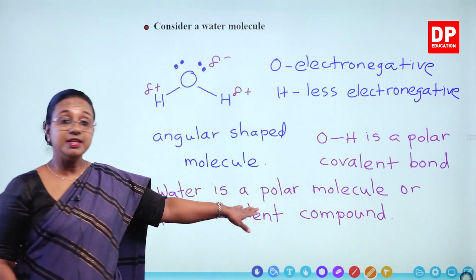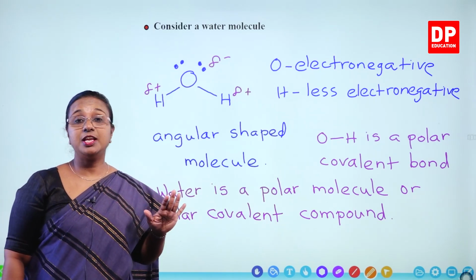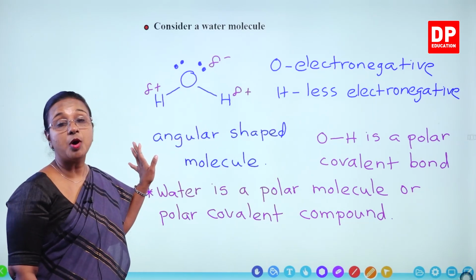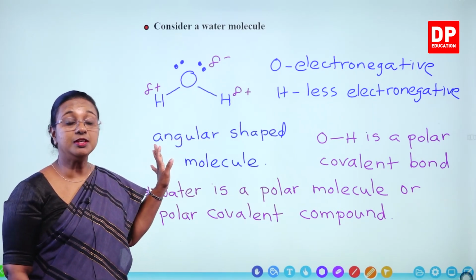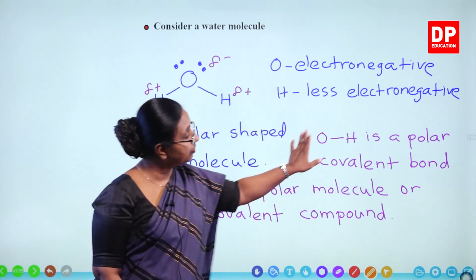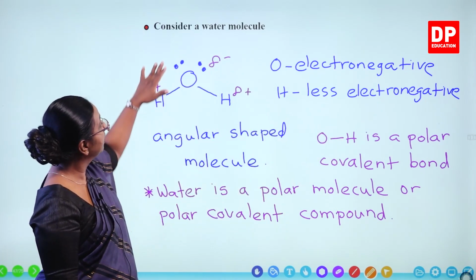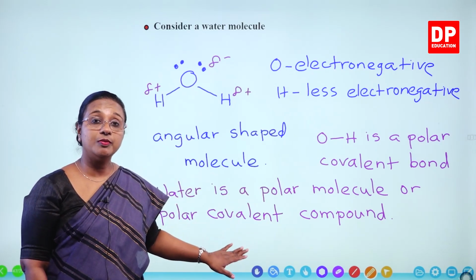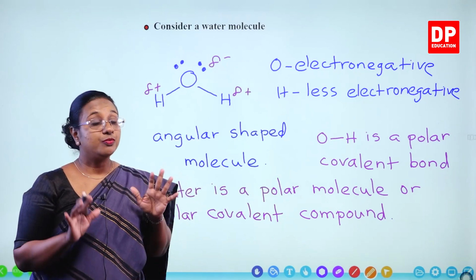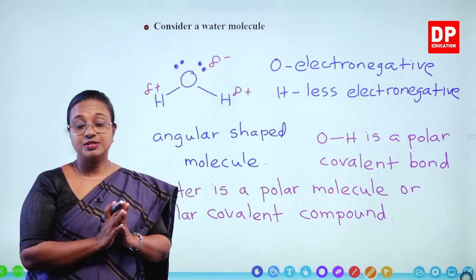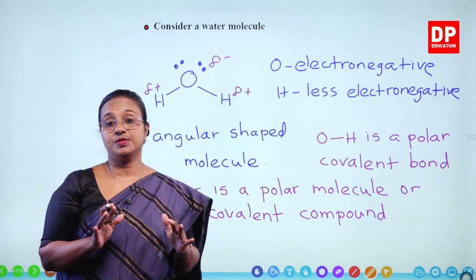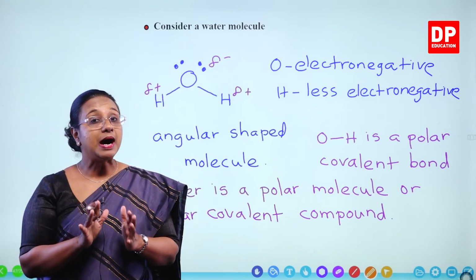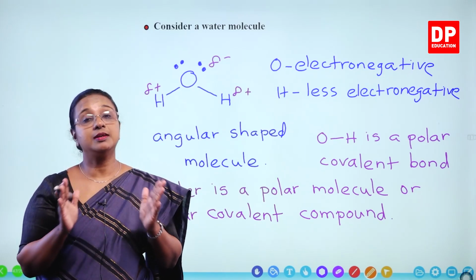So you're familiar with this property. You all know water is a very good polar solvent. That is because of this bonding nature and the polarity of the bonds. Not only is that O-H bond a polar covalent bond, but the way the bonds are arranged makes water a polar covalent compound. From that, you all have to understand, students, there are some molecules that have polar covalent bonds, but they are not polar compounds.